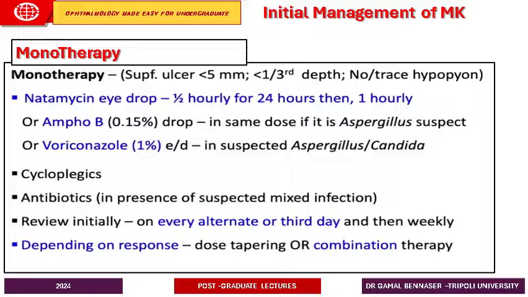So we can add antibiotic if it is suspected. Now, the review of the case is very important every second or third day to see the improvement. And if there is improvement, we will continue with this monotherapy. And if there is no improvement, we can go for the combination therapy.